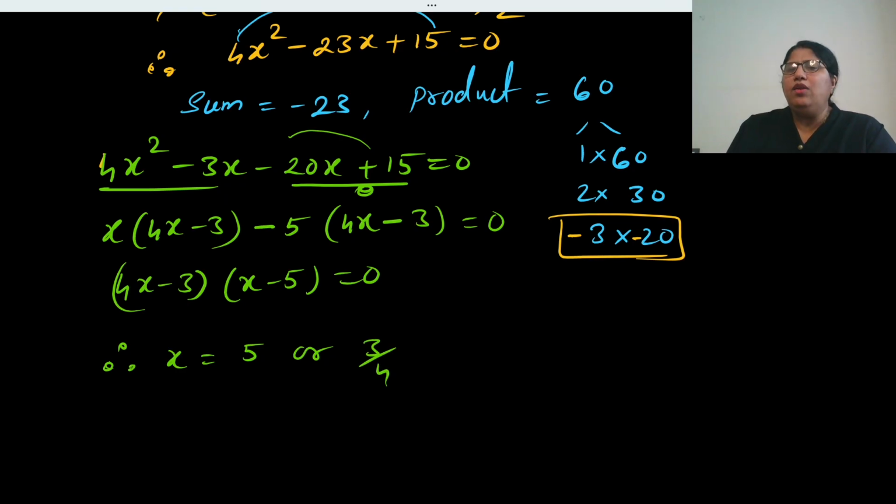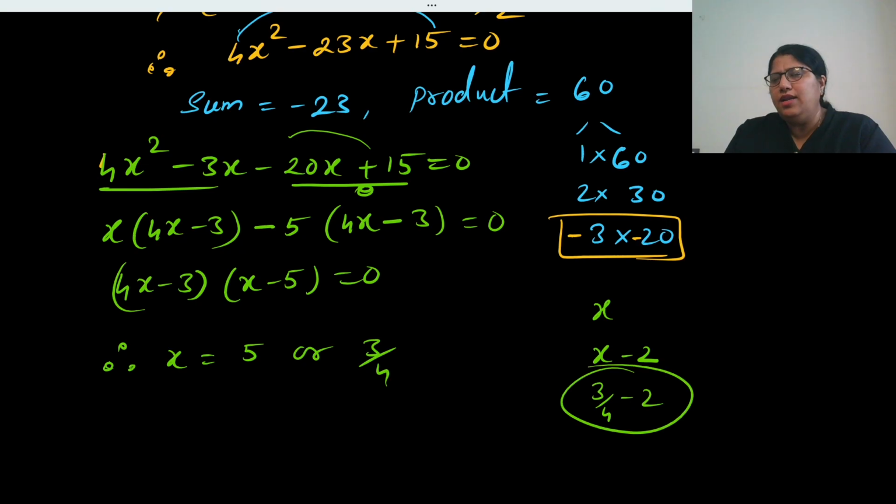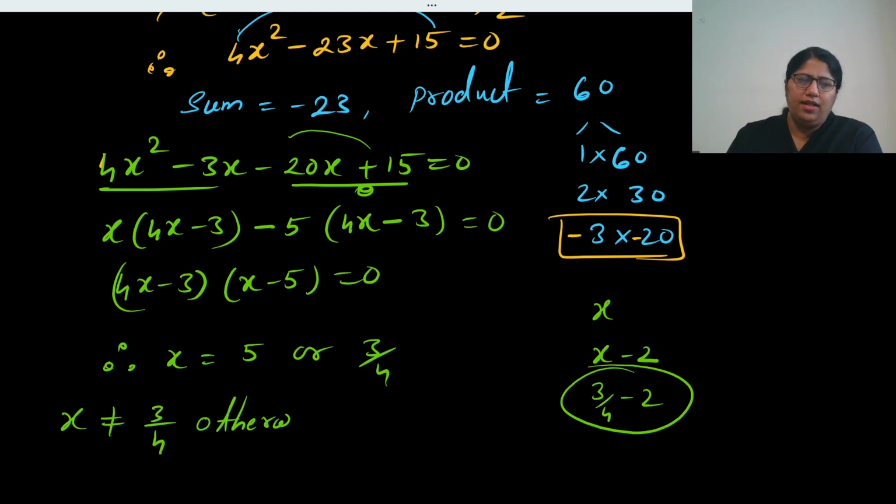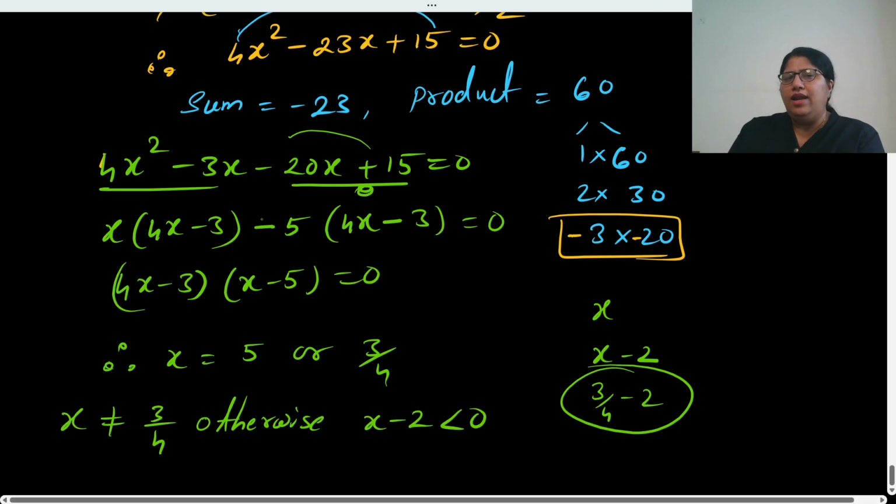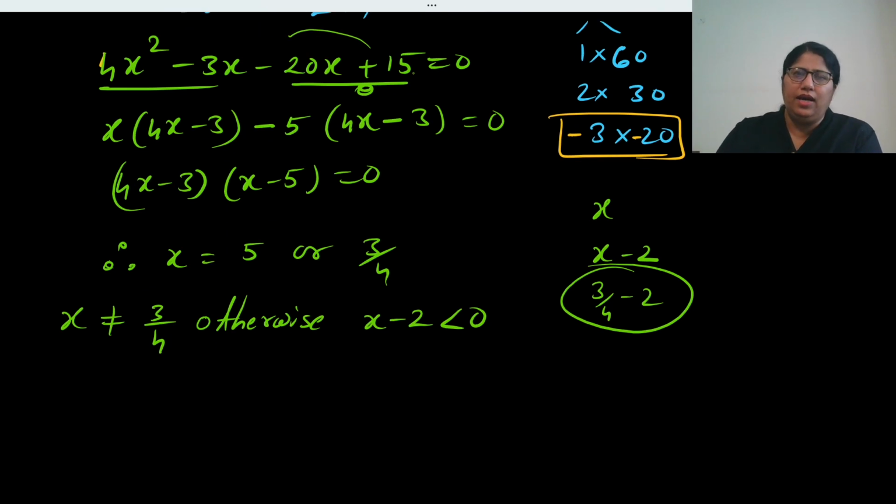Now one of the values will not be possible, because how much time was taken here? x and x minus 2. If I consider x value as 3 by 4, you will get a negative value, which is not possible. So you will write down here x cannot be equal to 3 by 4, because otherwise x minus 2 will be less than 0, and less than 0 means time cannot be negative.